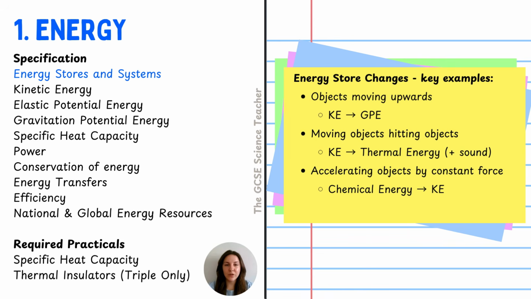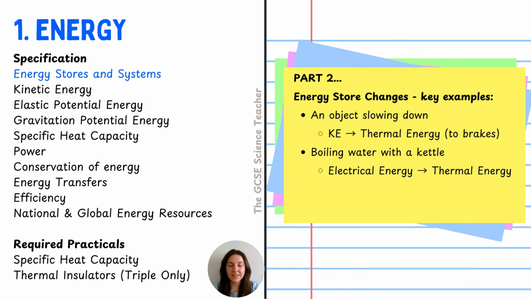An object that's moving upwards has kinetic energy transferred to gravitational potential energy. An object that's moving and hits another object has kinetic energy that's transferred to thermal energy and sound energy. An object that's accelerating by constant force has chemical energy that's transferred to kinetic energy. An object that's slowing down has kinetic energy that's transferred to thermal energy, such as when a car brakes. Boiling water with a kettle has electrical energy that's transferred to thermal energy.